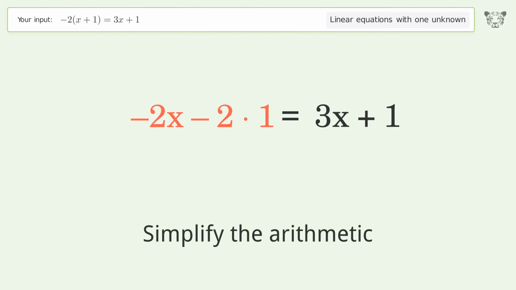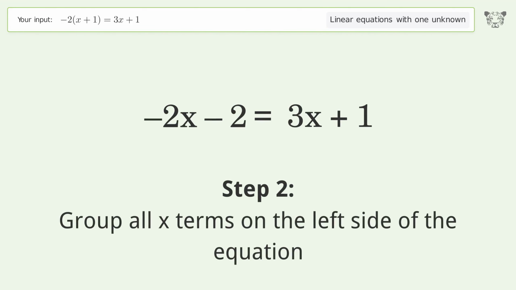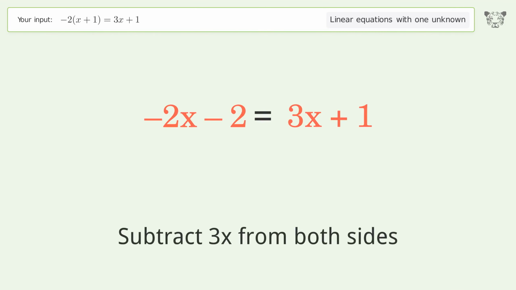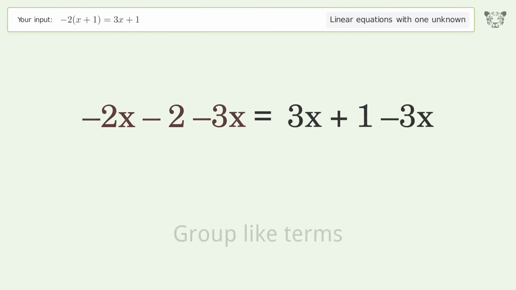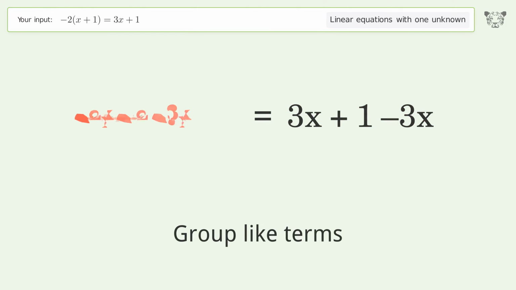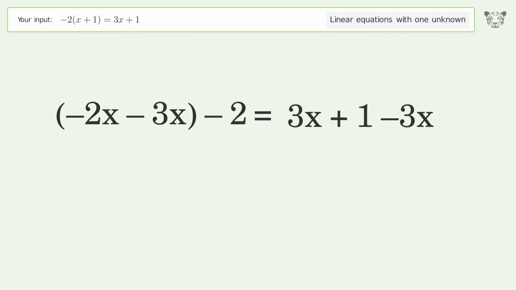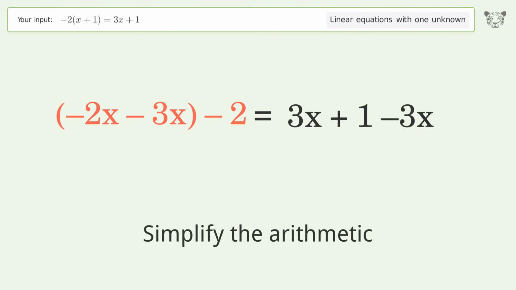Simplify the arithmetic. Group all x terms on the left side of the equation. Subtract 3x from both sides. Group like terms. Simplify the arithmetic.